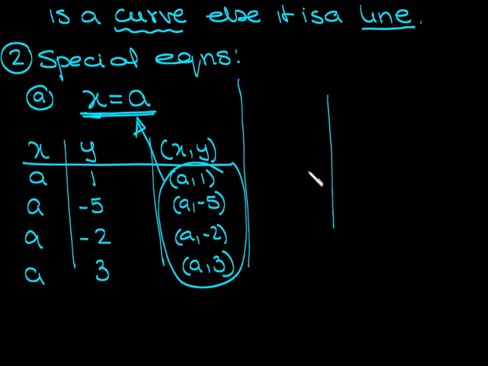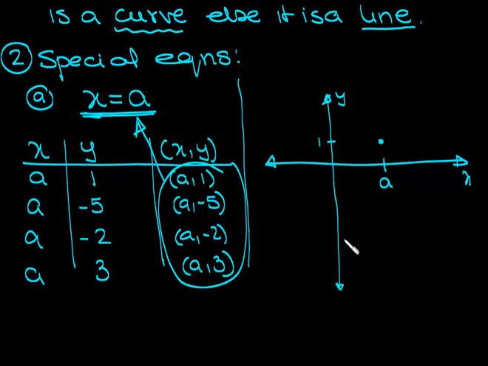If you were to graph this, let's say this is a. This point on the x-coordinate is a. So let's graph these points. The first point is (a, 1). That'll be this point, because this is 1. The next point would be (a, -5). Let's say this is minus 5, so that's this point. Then we have (a, -2), that's this point. Then we have (a, 3), that's this point.